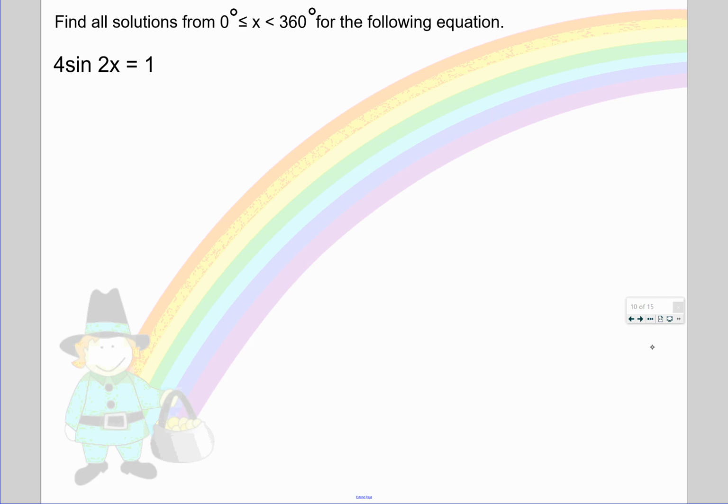Oop, why didn't that show up? I didn't freeze it, did I? Oh, I did. Okay. 4 sine 2x equals 1. And we're still solving in degrees between 0 and 360.